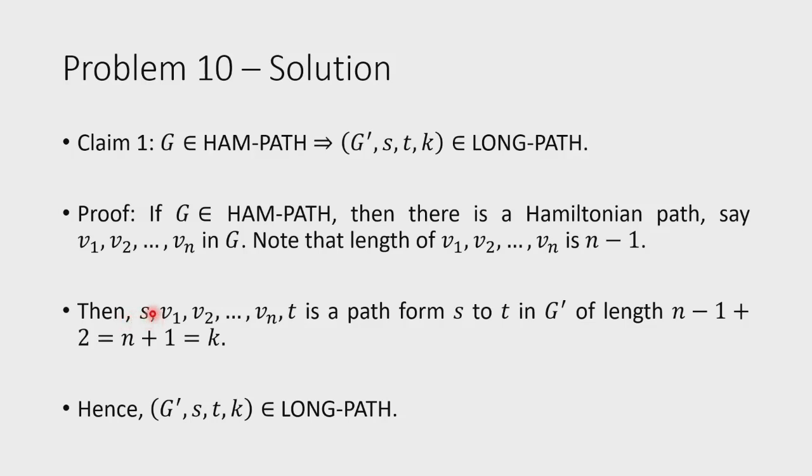But then notice that the path S, V1, V2, up to Vn, T is a legitimate path from S to T in G prime of length n minus 1 plus 2, which is equal to n plus 1, right? This is why K was chosen to be n plus 1. But then, even though I understand the reason, why are we connecting S to all the vertices of the given graph G? Would a single edge have been sufficient?